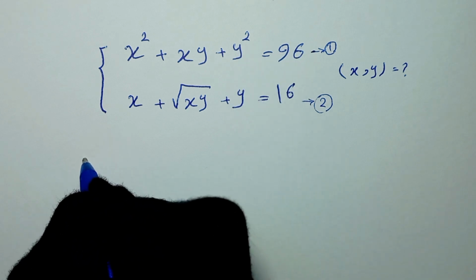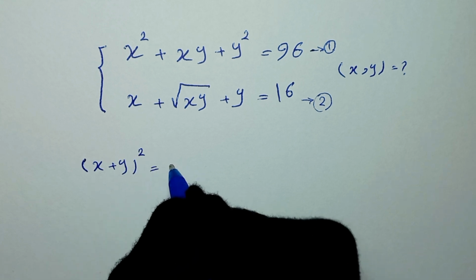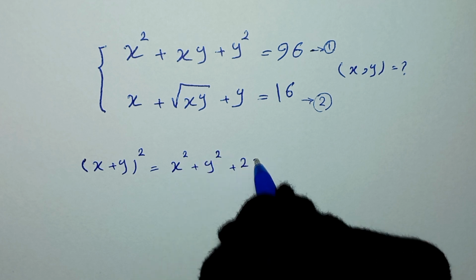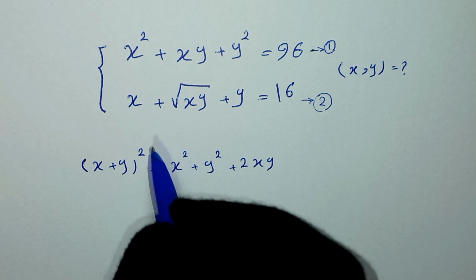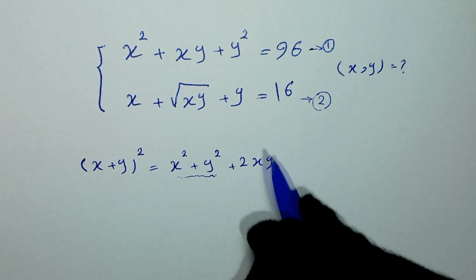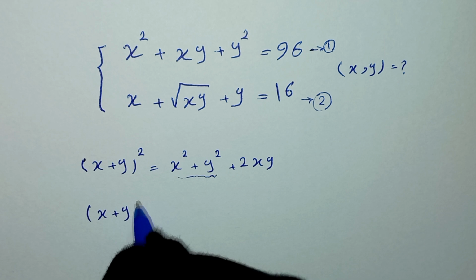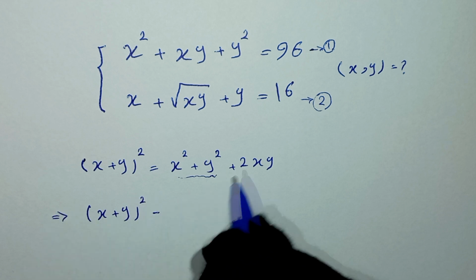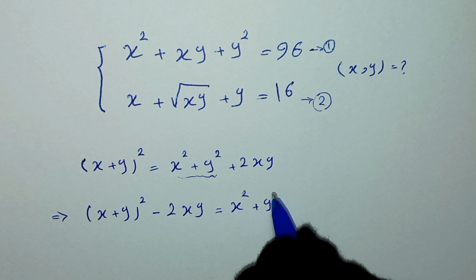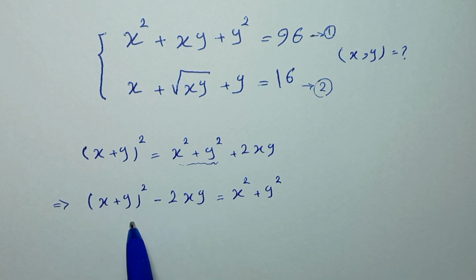As you know, (x plus y) squared is equal to x squared plus y squared plus 2xy. And in here we have x squared and y squared, so we take this to this side. So it will be (x plus y) squared minus 2xy is equal to x squared plus y squared, right? So we can substitute this in this equation.